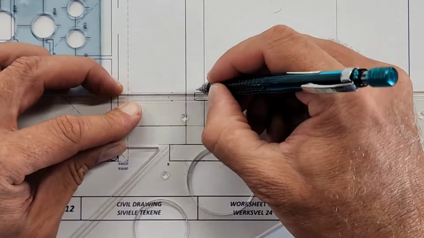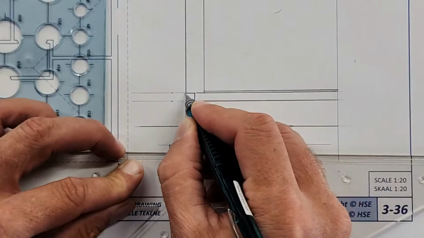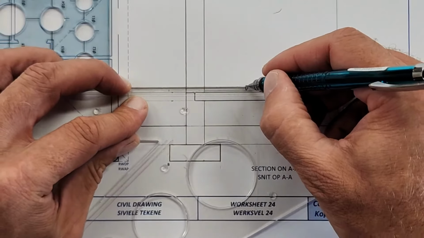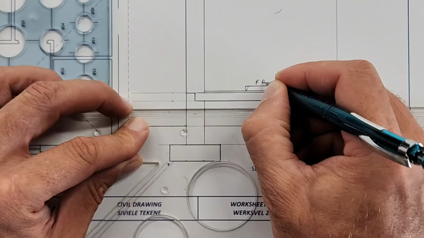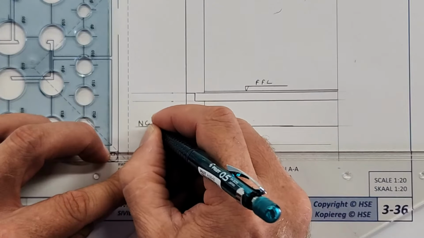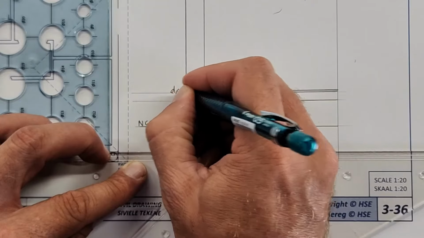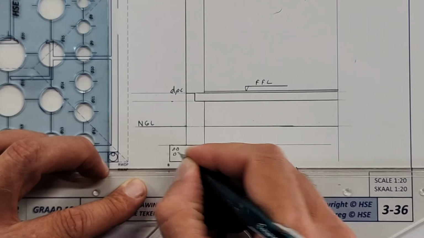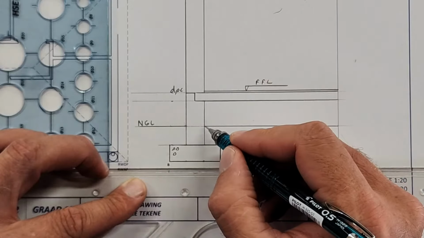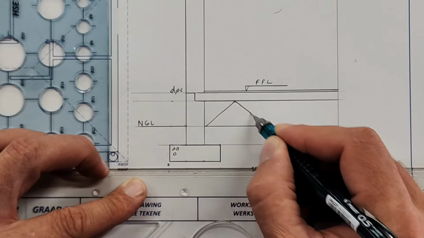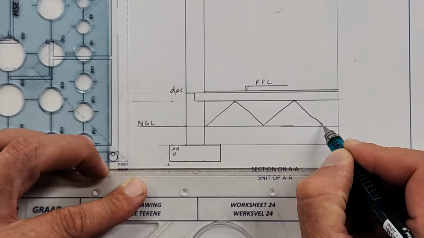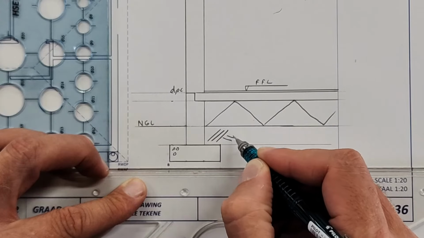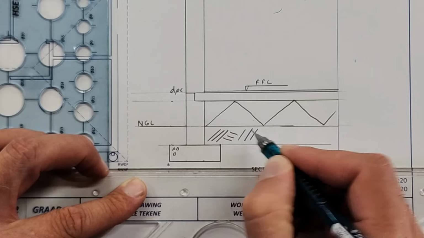What's missing? There's a DPC that runs chip, chip, chip. So right now, add your label. Finish floor level. Natural ground level. DPC. Then you won't forget it now. Okay? Our hatching triangles. We're going to do 45 now. Here we have the compacted fill. That's at 45 degrees. Okay? Here we have the undisturbed fill. 3 lines. I'm reminding myself. Same on this side.